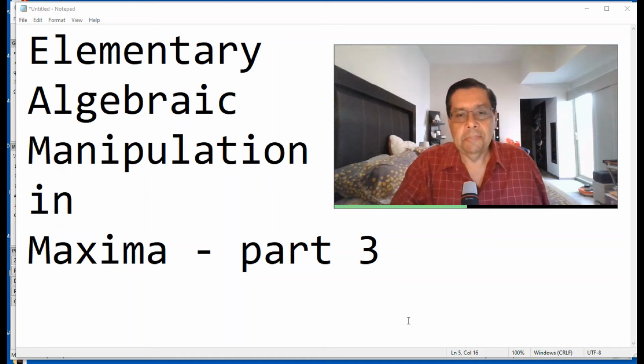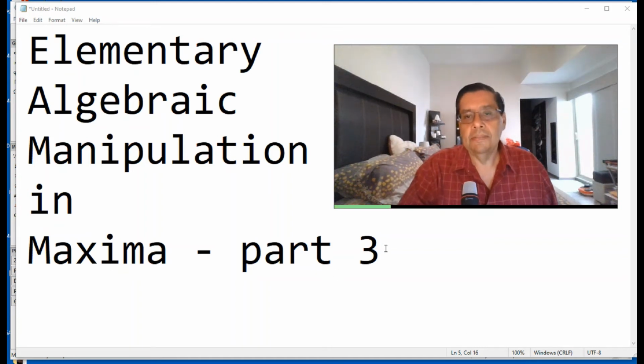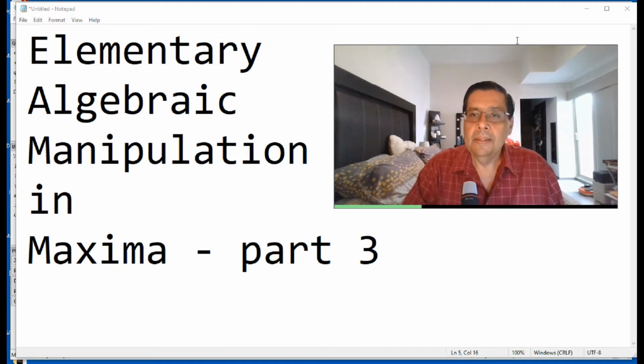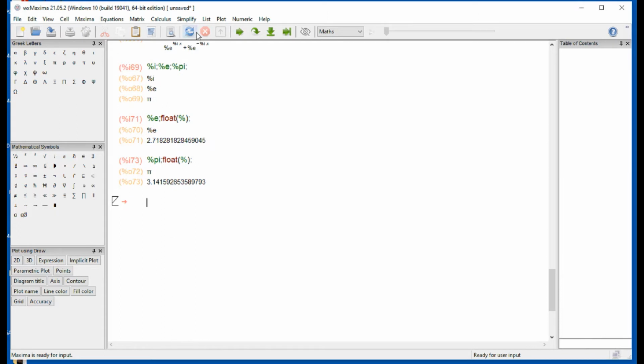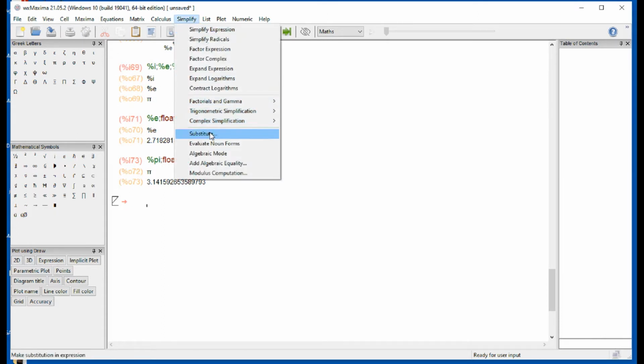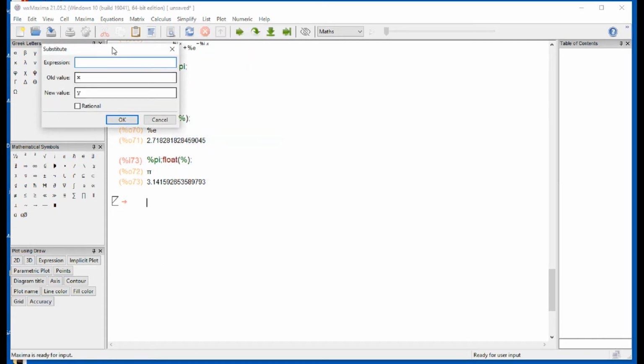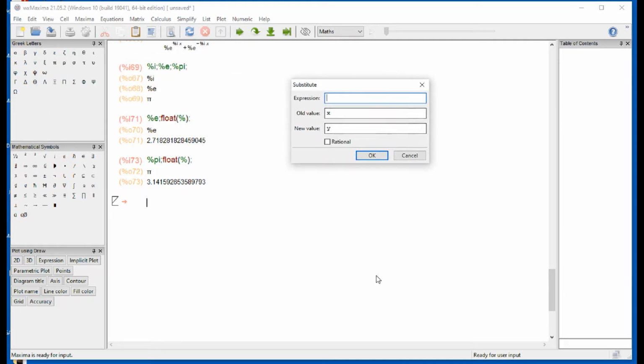In this third part of the algebraic manipulation videos in Maxima, we're going to talk about the last part of that menu, the simplify menu. For that, we go back to our interface and we go to simplify and say substitute. Substitute provides an entry form, and it says the old value is x, the new value is y. That's just like a generic reference, right?